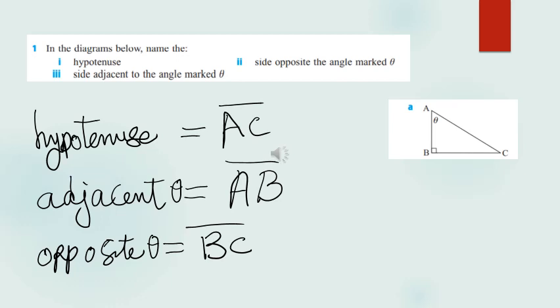So look at the sides here. What is next to the angle theta? It is AB and AC. But AC is the hypotenuse. So it can't be the hypotenuse and adjacent at the same time. So the adjacent to theta is AB. What about the opposite? The opposite is the side opposite to the angle, which is BC.